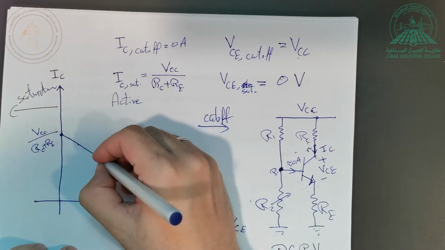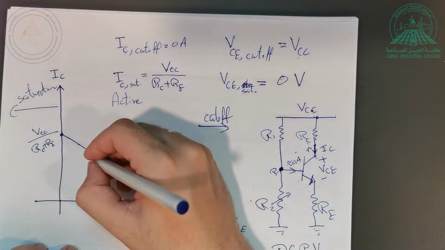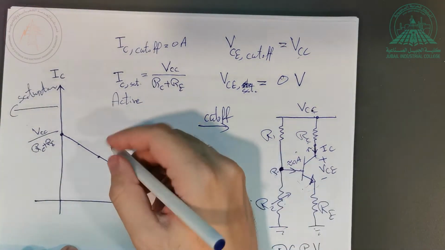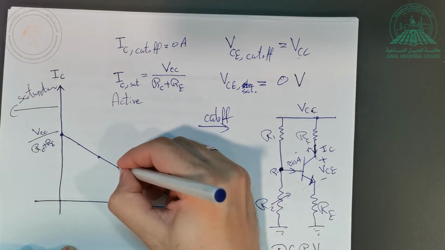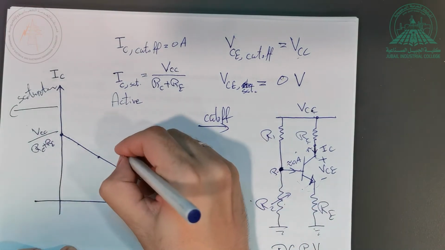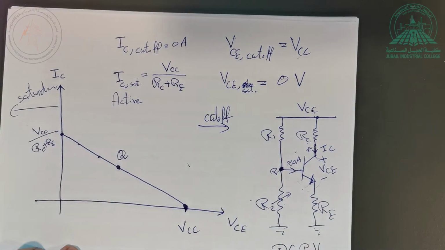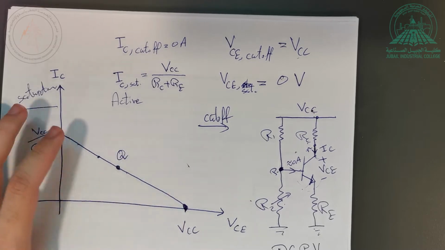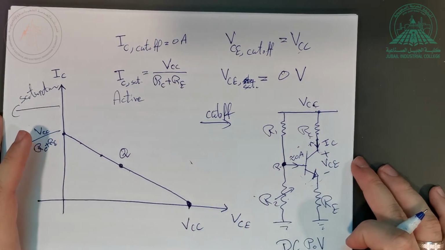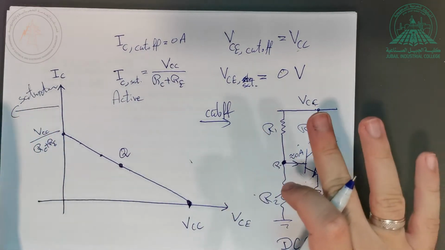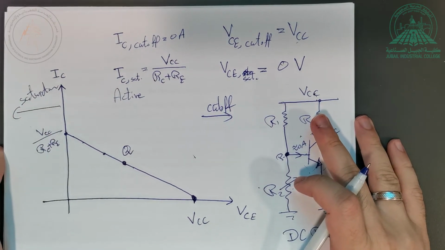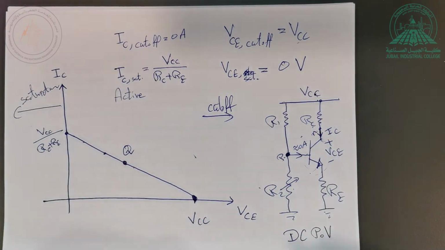I'm going to select a value. So this value, for example, can make Q here. This point is going to be your Q point. Or I can make it exactly in the middle. Put it in the middle here. This is what we call the Q point. Q stands for quiescent. Quiescent means what? It means like constant, not moving, static. Like DC basically.